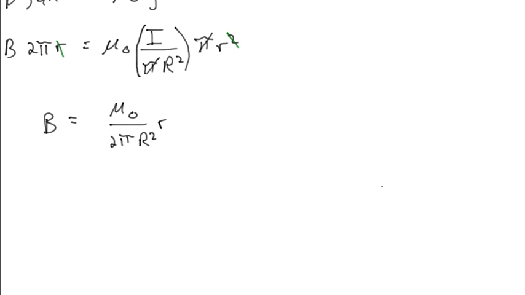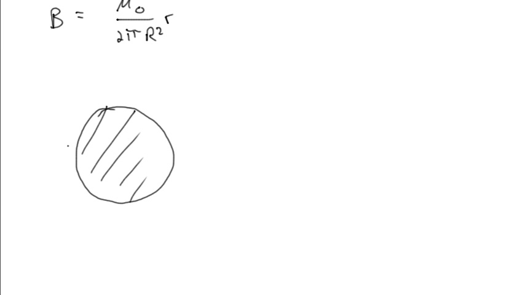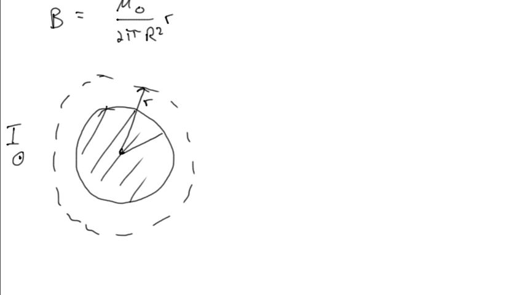Alright, now I want to do it again for a case where, here's my wire, and it's carrying a current I outward. I'll label it with an arrow, and I want to look at points outside the wire. So now my value of little r is bigger than the radius of the wire.